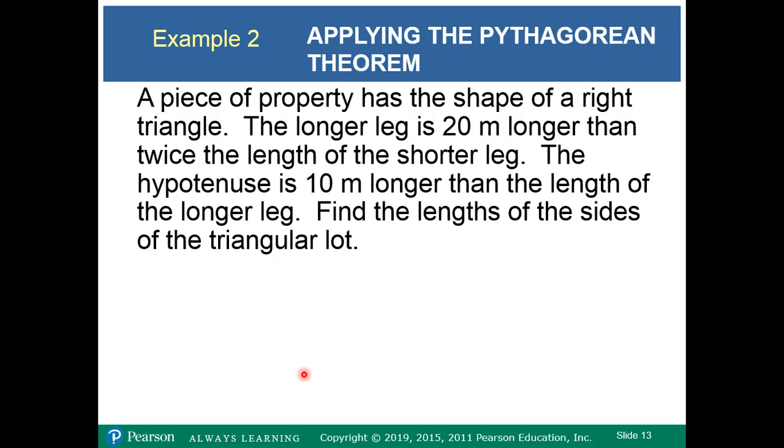The hypotenuse is 10 meters longer than the length of the longer leg. Okay, so now we've got another relationship there that relates the longer leg with the hypotenuse. So the first one relates the longer leg to the shorter leg, and the other one relates the longer leg to the hypotenuse. Now we want to find the lengths of the sides of the triangular lot. Maybe it's a parking lot.